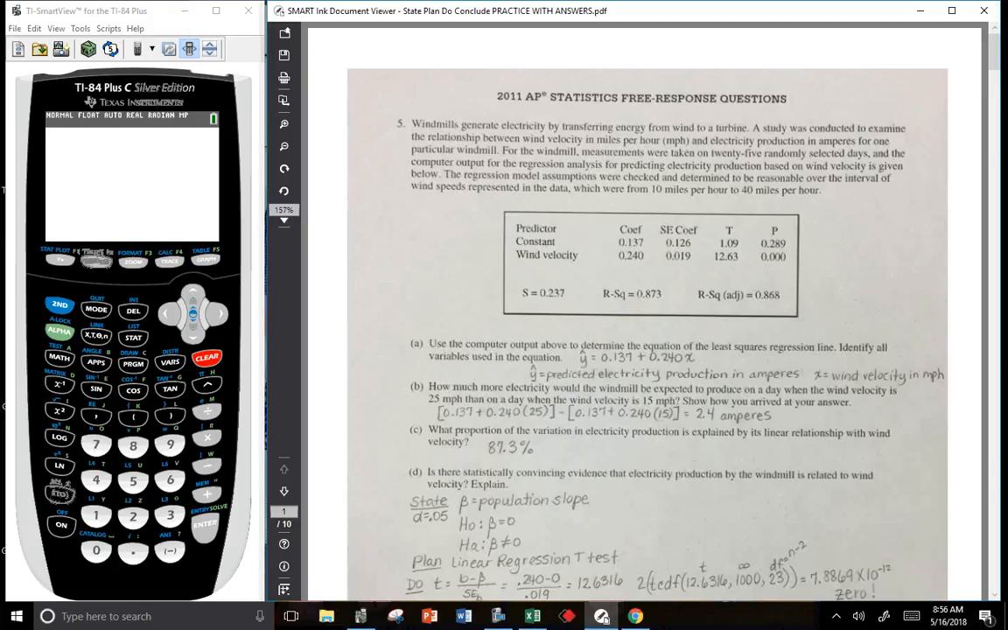Do y'all remember those words? Explanatory is your X variable, response is your Y variable. If you have computer output, it makes it really easy because whatever's by your slope, that is your X variable. Like there's no question about it, okay?